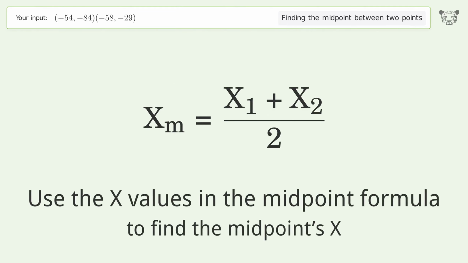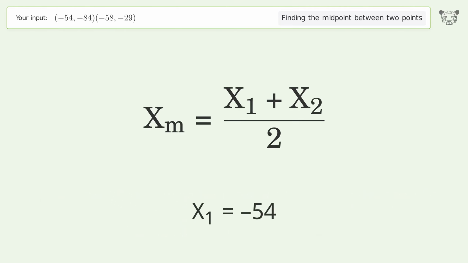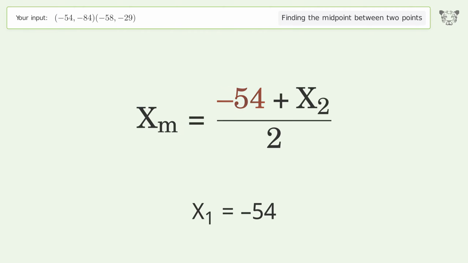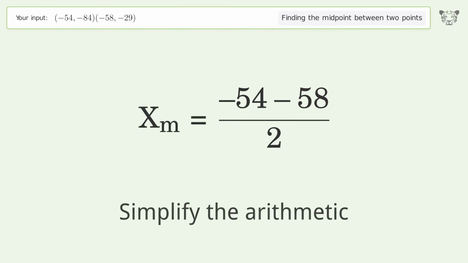Use the x values in the midpoint formula to find the midpoints x. x1 equals -54. x2 equals -58. Simplify the arithmetic.